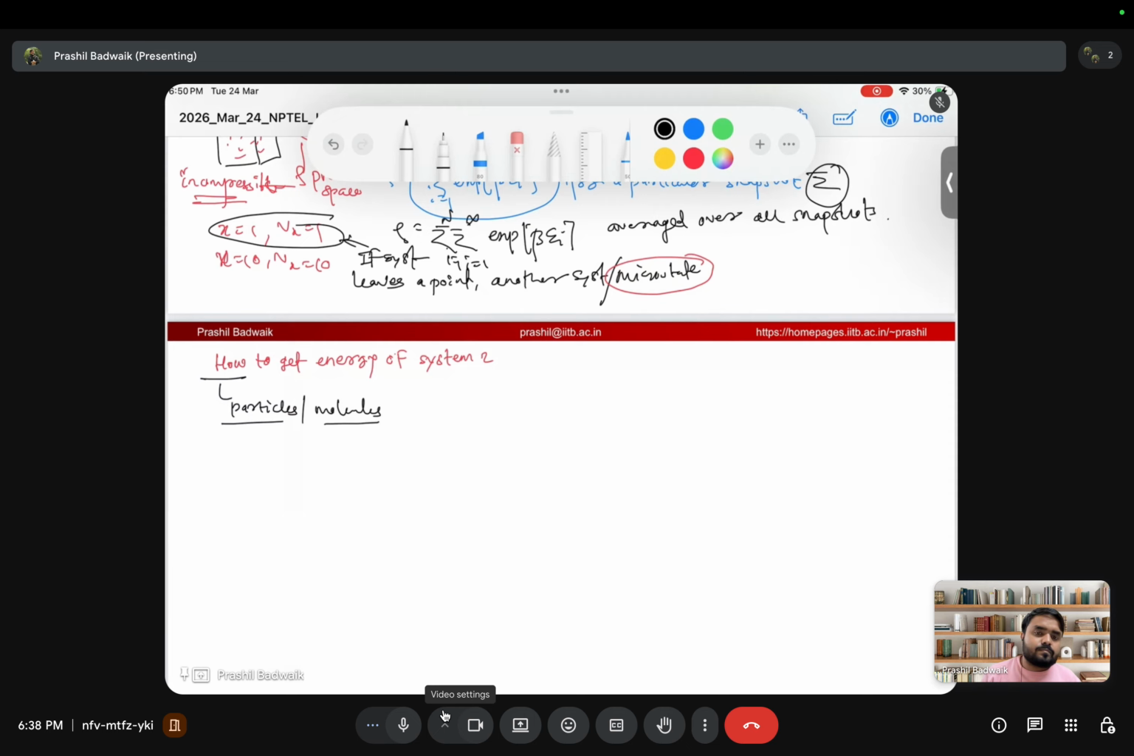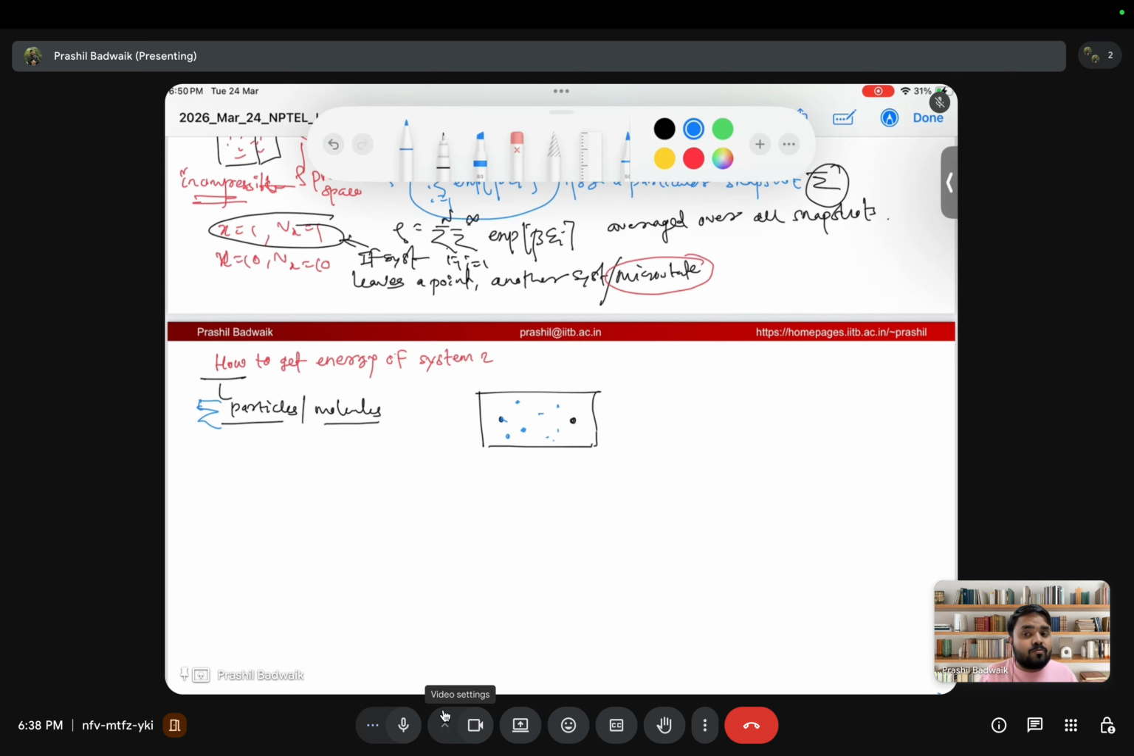These particles or molecules will move. For example, I have one particle at this location, and another particle at this location. How to get the energy between these two particles? Similarly, I'll calculate the energy between this particle and this particle, this particle and this particle, and so on, and I'll get the energy of the system. So the energy of the system is the summation of the energy between particles, right?